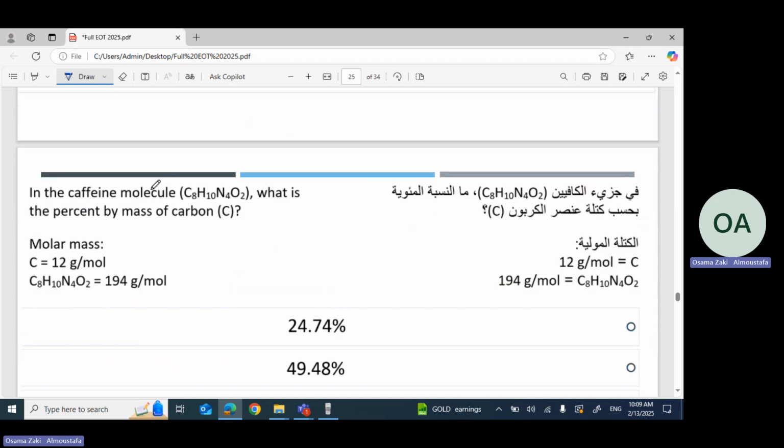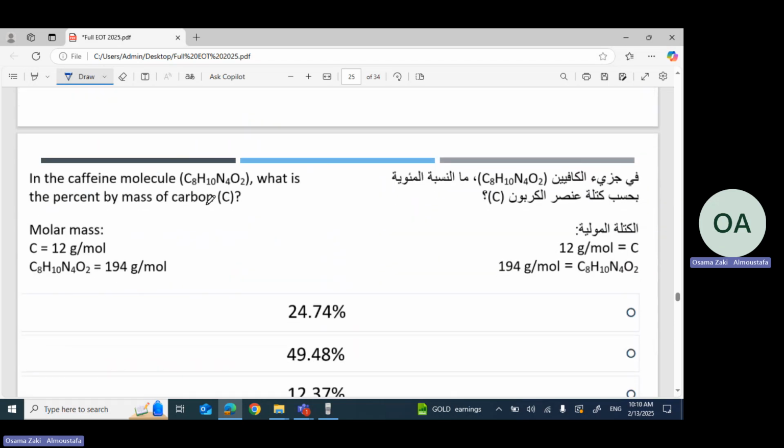Okay. So let's move to this one. They ask me about the carbon. Okay. C. Where's carbon? This is the carbon. So what's the coefficient? Coefficient is 8. So 8 times molar mass of carbon. Where's the molar mass of carbon? This is the molar mass of carbon. Oh, sorry. Put it here. This is the molar mass of the carbon, over what? Over the molar mass of the compound.